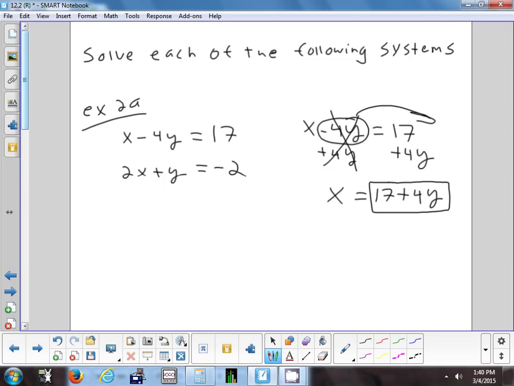Same exact thing. Okay? Look at the second equation. Do you see an x anywhere in that equation? Yeah, 2x. Okay, 2x. What I'm going to do, I'm going to put a box around it. Do I have a formula that tells me what x equals? Yes. What does x equal? 17 plus 4y. So what am I going to do with 17 plus 4y?